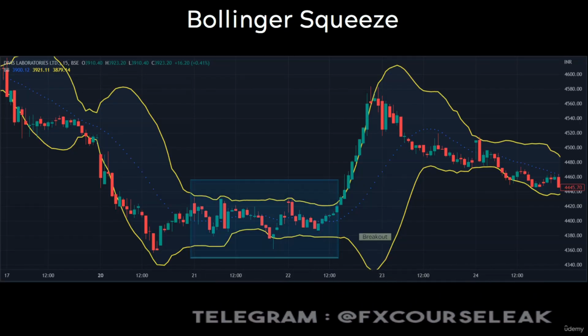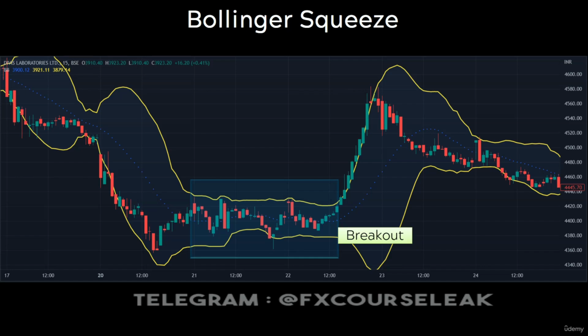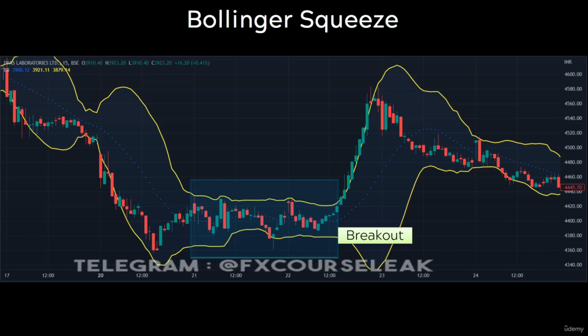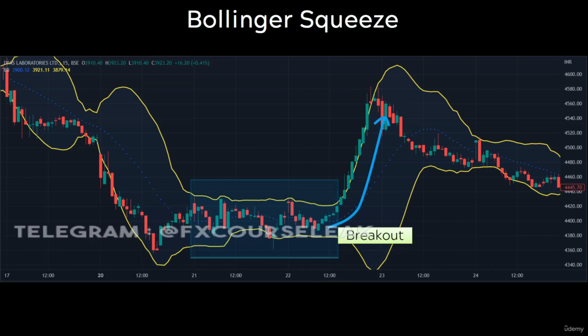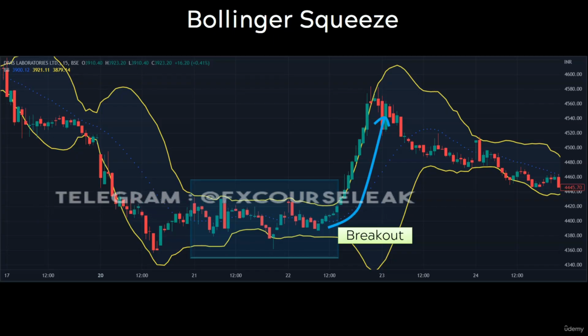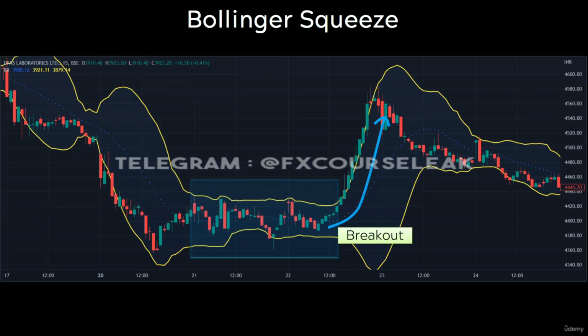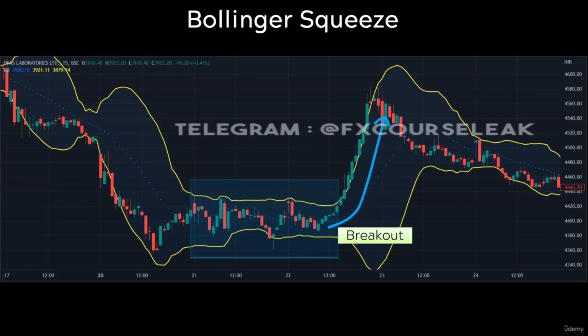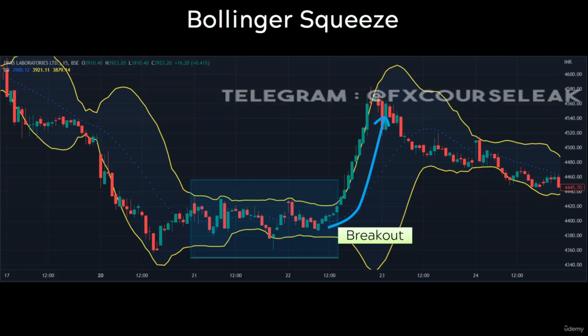As you can see here in this 15 minutes Divi's Lab chart, after the Bollinger squeeze, a big breakout happened, or we can say the squeeze is just an indication of a future storm. And so the stock or currency pair that is currently running into a Bollinger squeeze must be on your trading radar.